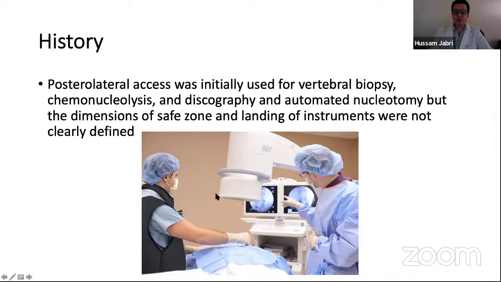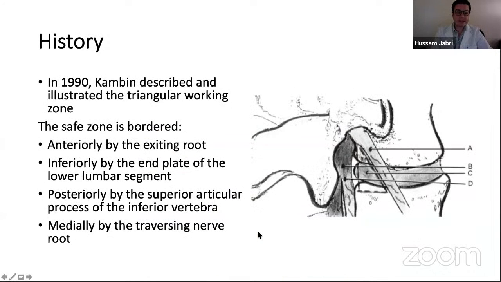But the dimension of the safe zone to land into this area was not clearly defined yet. In 1990, Kambin, an Indian American orthopedic surgeon, described and illustrated the safe triangular working zone. This is the depiction from his original article in 1990, and as we see, this safety zone is illustrated. This is the triangular safety zone where our endoscope will land.